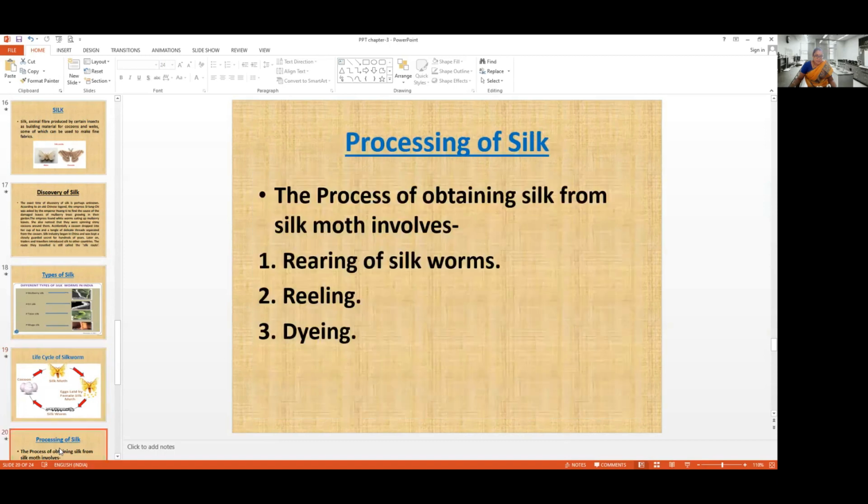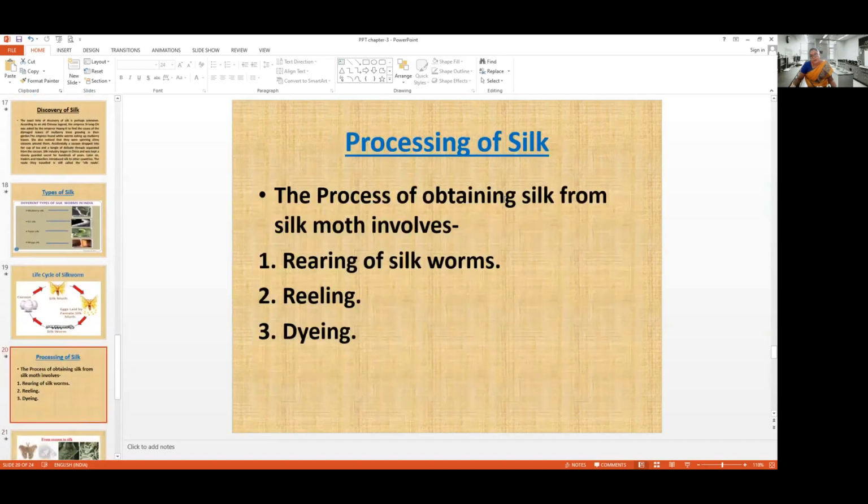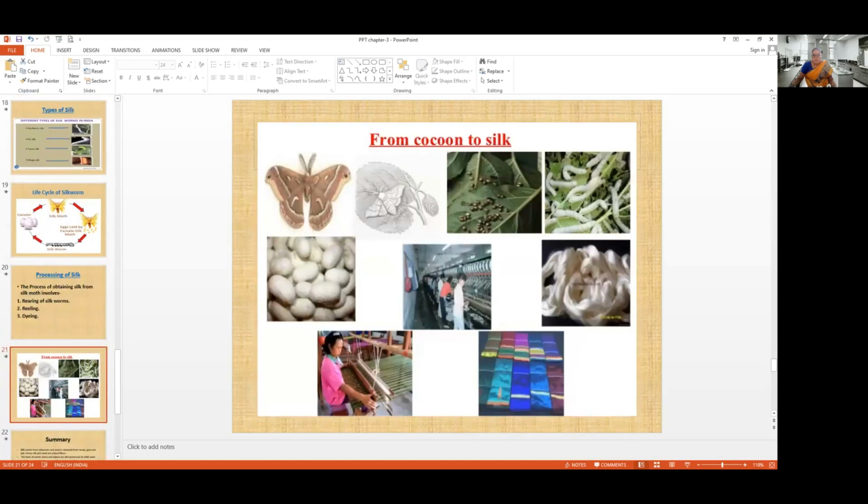So next, coming to processing of silk. The process of obtaining silk from silk moth involves rearing of silkworm, reeling and dyeing. So from cocoon to silk, first of all, the silkworm lays eggs and it becomes a larval stage. Then it becomes a cocoon. After the cocoon, it goes to the industries. Within 7 days, the thread should be reeled. That is, the thread should be removed from the cocoon by heating it in hot water. Otherwise, the silk moth will come out.